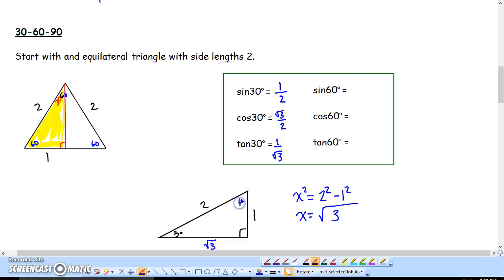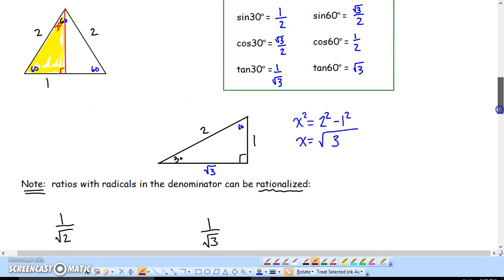And here's our 60 up here. So the sine of 60, root 3 over 2. Our cos of 60, 1/2. Our tan of 60, root 3 over 1, which we just write as root 3. So we now have discovered all of the exact values for those trig ratios.